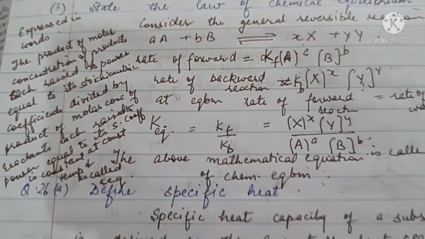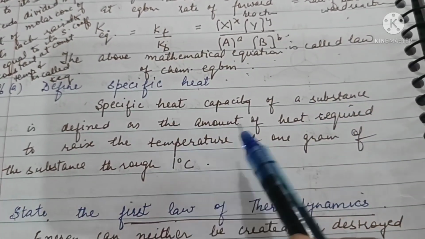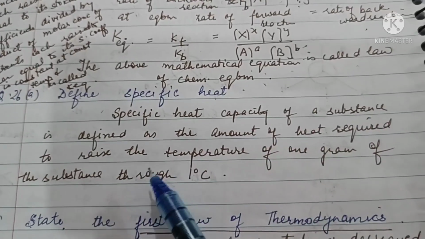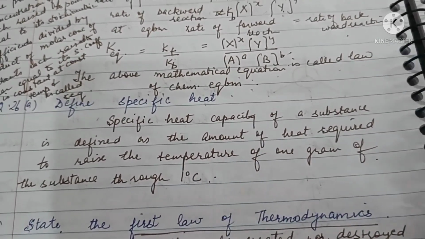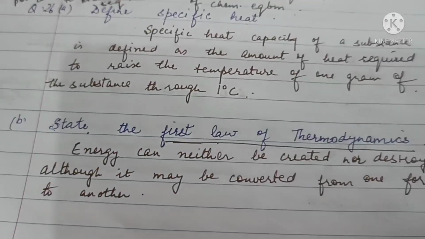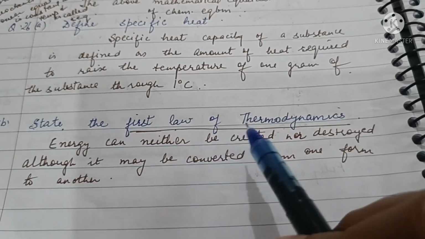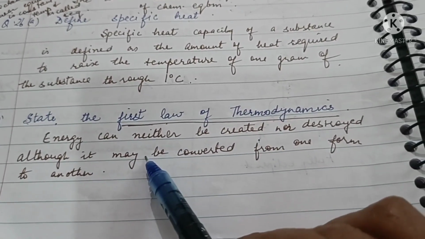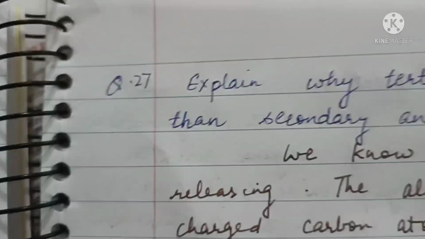Define specific heat. Specific heat capacity of a substance is defined as the amount of heat required to raise the temperature of 1 gram of substance through 1 degree centigrade. State the first law of thermodynamics. It states that energy can neither be created nor destroyed, although it may be converted from one form to another.